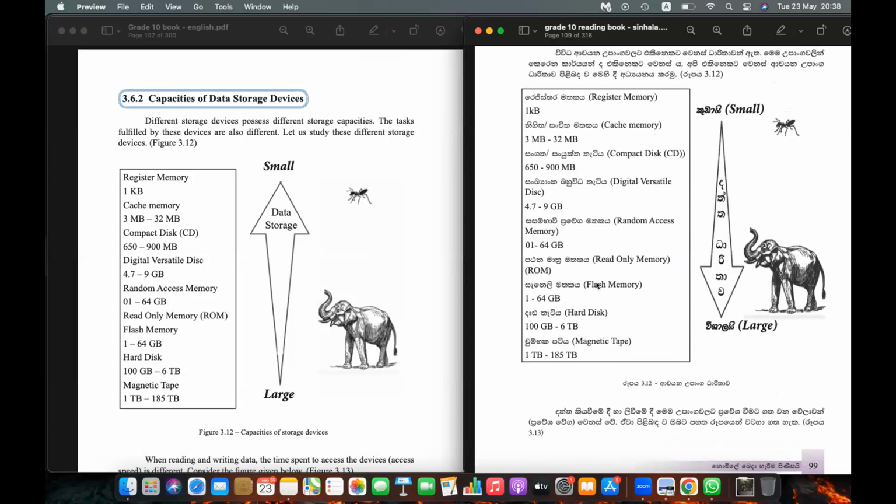Registers are very small in size. They can store kilobyte-level data. Cache memory is in the megabyte level. So these memories are small but super fast, right? මේ memories පොඩි වුණාට මාර fast එන්න fast වෙනවා and expensive.